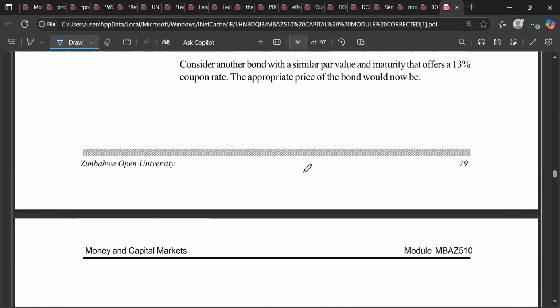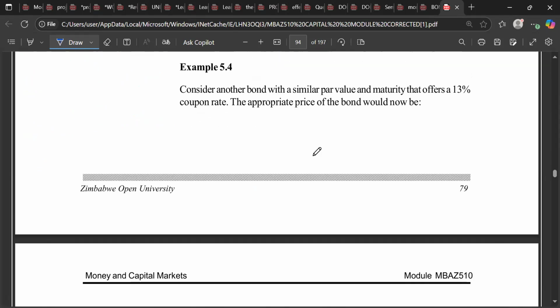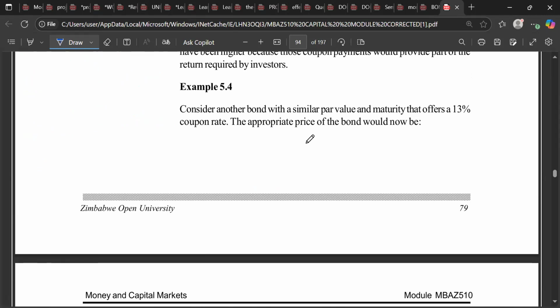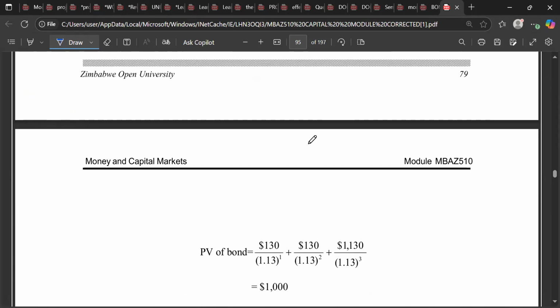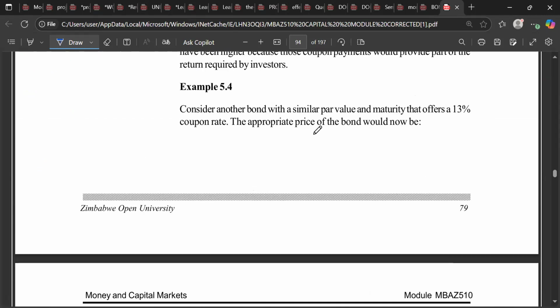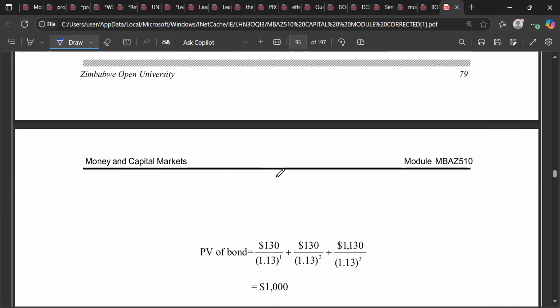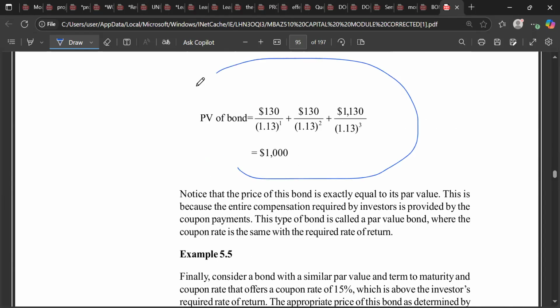Look at an example here. It says consider a bond with similar par value and maturity that offers a 13% coupon rate. Now, in the case where your par value and maturity are the same, and your coupon rate and required return are the same, 13% equals 13%, you're going to obtain a face value bond, 1,000 exactly. It's exactly equal to face value because the entire compensation is provided by the coupon payments. So this is called the par value bond.